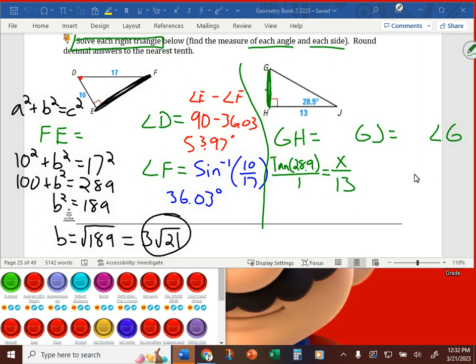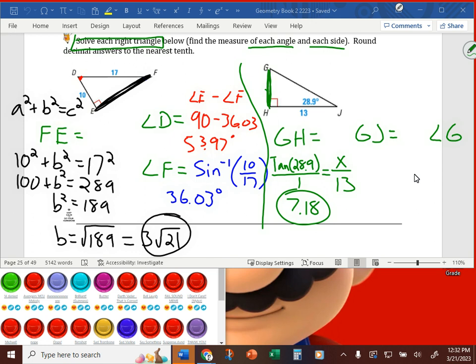And Max, what'd you come up with? I got 7.18. Do we have a second on that? Yep. 7.18? Excellent. Did you use tangent? What did you put in? Tangent of 28.9? Oh, I put 38.